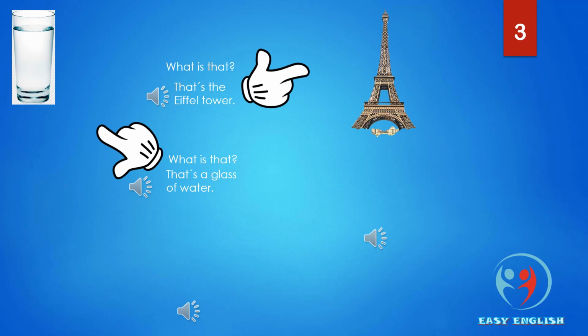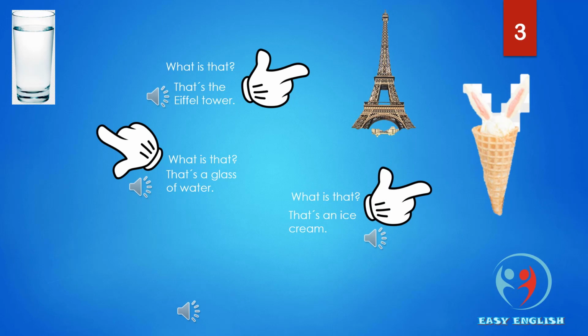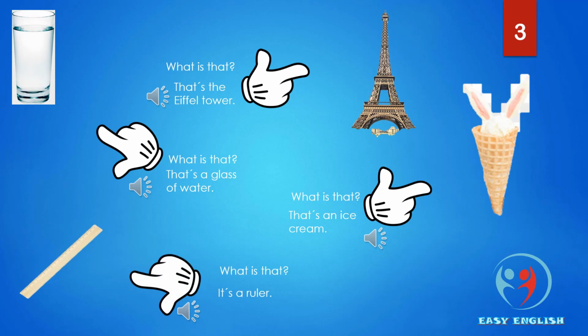What is that? That's the Eiffel Tower. What is that? That's an ice cream. What is that? It's a ruler.